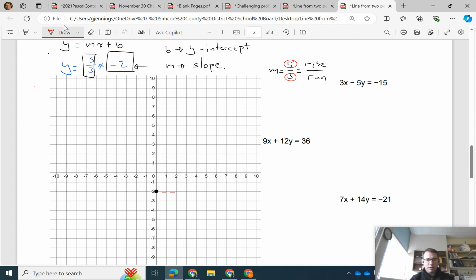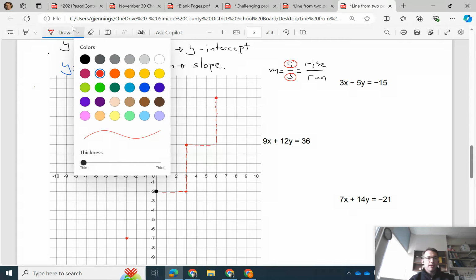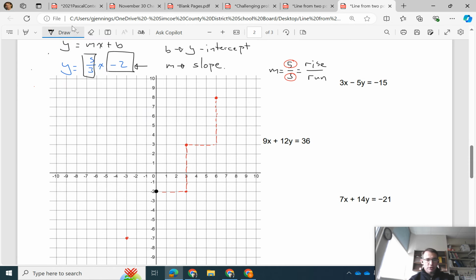So let's run 3 first. Okay, so I'm going to run to there, and then I'm going to rise from there 5. So I go up, boom, boom, boom, boom, boom. There, that point is also on the line. And then I can go another 3 this way, and another 5 that way. Okay. I can even go back 3, down 5 to get all of these other points. And then the last step is to stick a line through all of them.